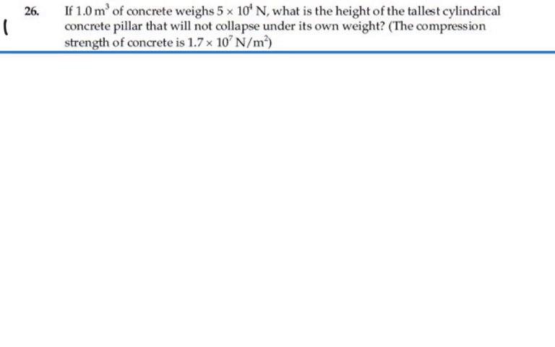Here's problem 1226. If 1 cubic meter of concrete weighs 5 times 10 to the 4 newtons, what is the height of the tallest cylindrical concrete pillar that will not collapse under its own weight? The compression strength of concrete is 1.7 times 10 to the 7 newtons per meter squared. This compression strength is what we would call the stress. It's equal to the weight per area, the force per area, but this would be the stress of the concrete.